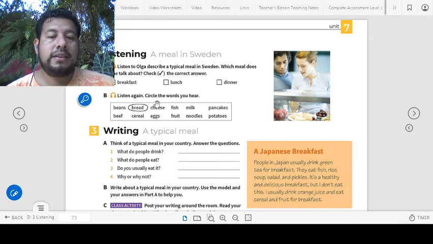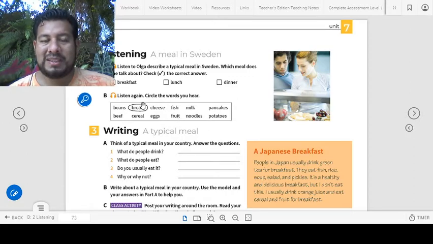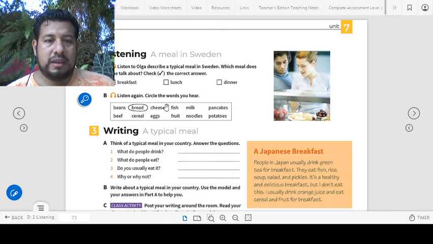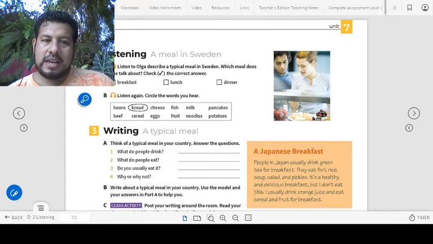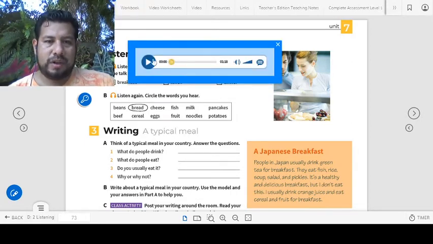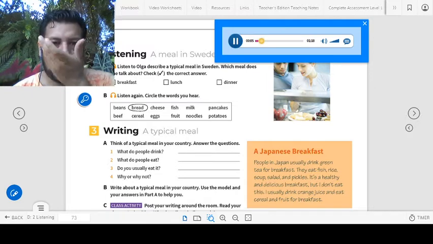Listen again. Circle the words you hear. A lo largo del audio van a ir marcando qué palabras se mencionan. Beans, beef, bread. Bread no lo vimos hace rato, es pan. Cereal, cheese, eggs, fish, fruit, milk, noodles, pancakes and potatoes. Escuchen el audio, marquen a qué tipo de comida se refiere y escuchen las palabras que ella menciona. Page 73. Exercise 2. Listening. A meal in Sweden.